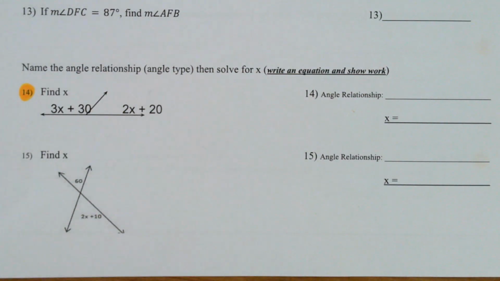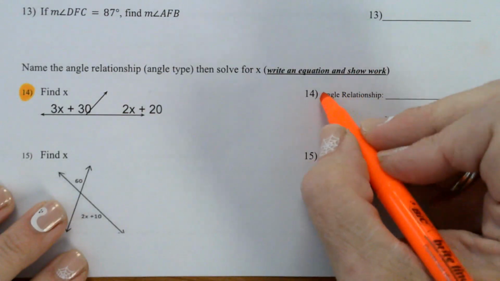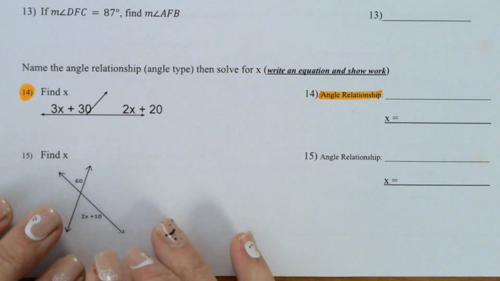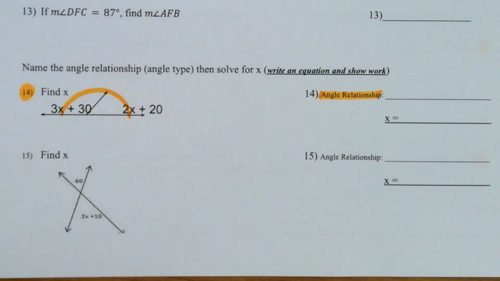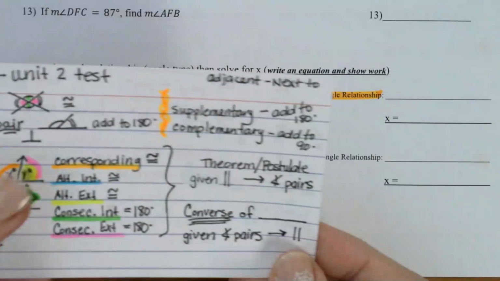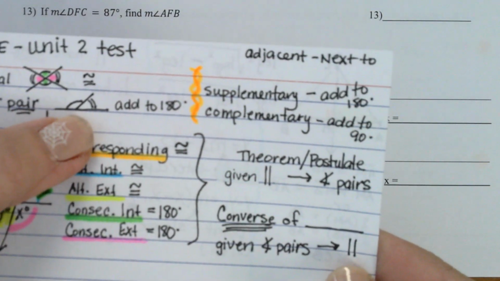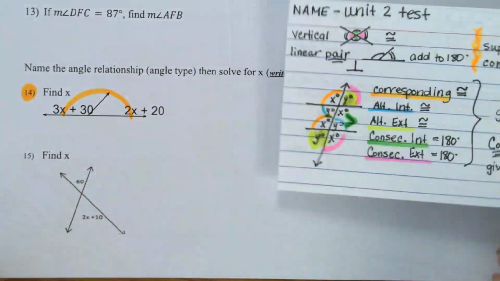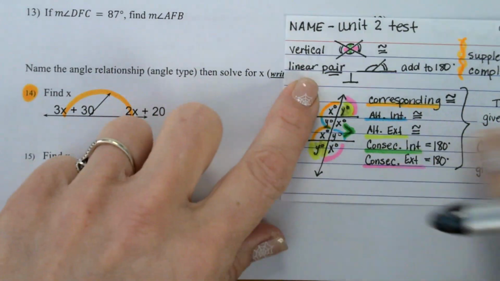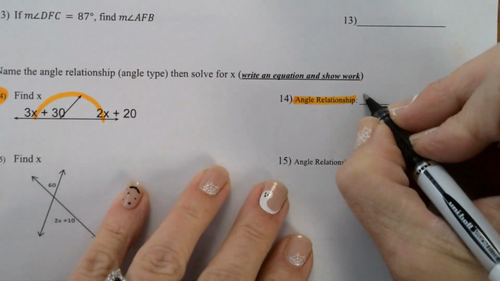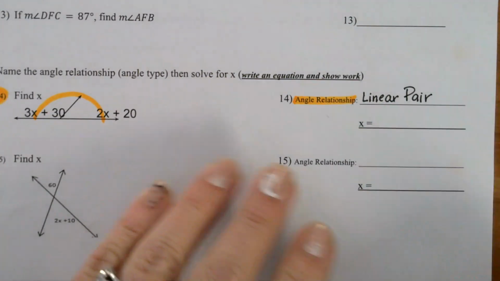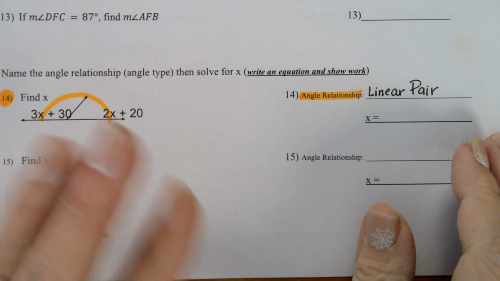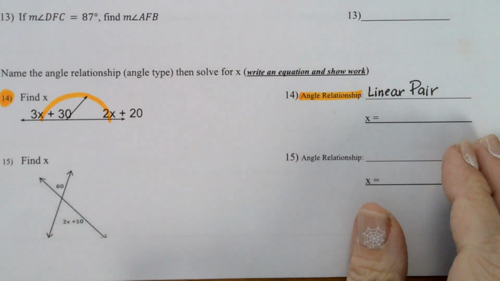The very first thing that you have to be able to identify is what angle relationship is happening here. So I have 2 angles that are side by side. Look right here. They're side by side and they make a straight line. They're going to what? What does it say? Add to 180. What are they called? They're called a linear pair. So over here I'm going to write linear pair. Please do not write the word supplementary. Yes, they are supplementary, but they are very specific.